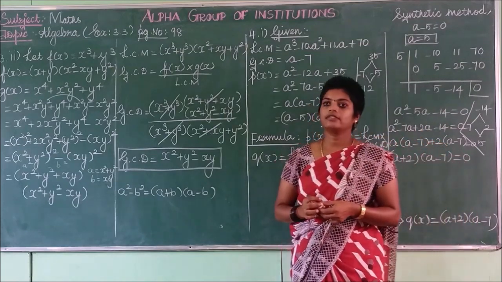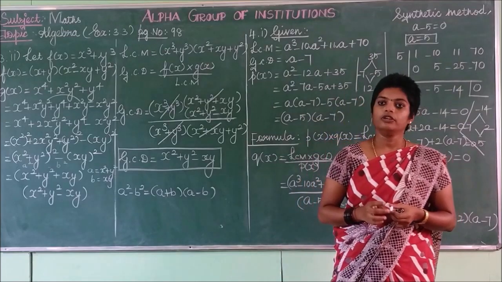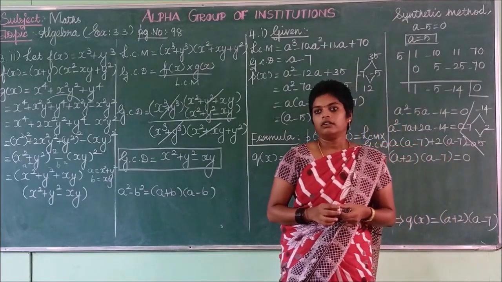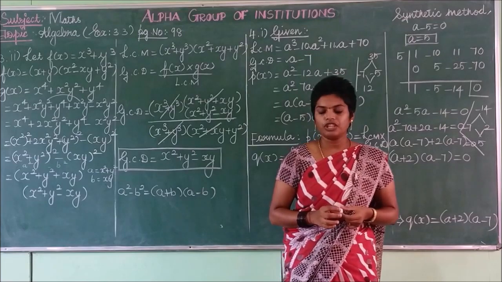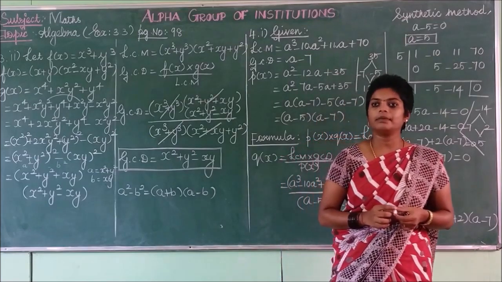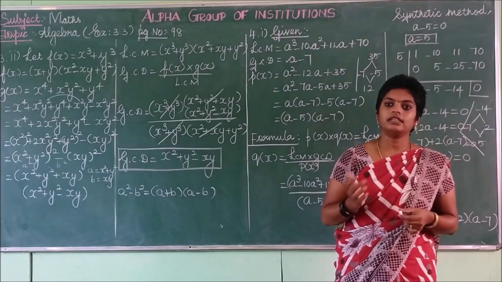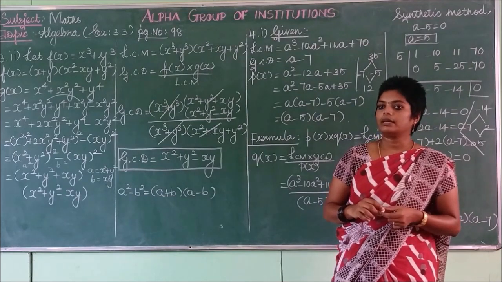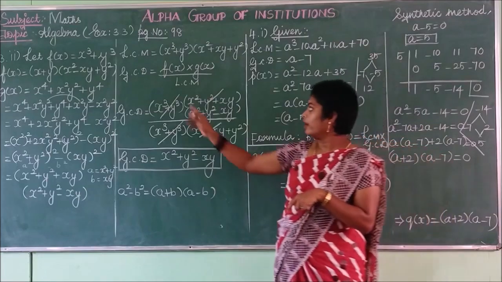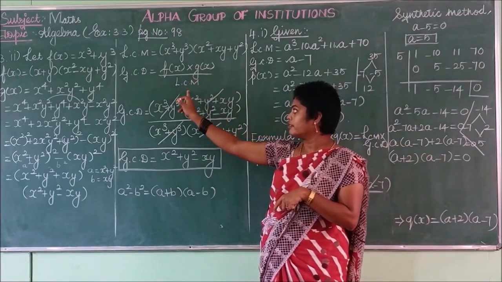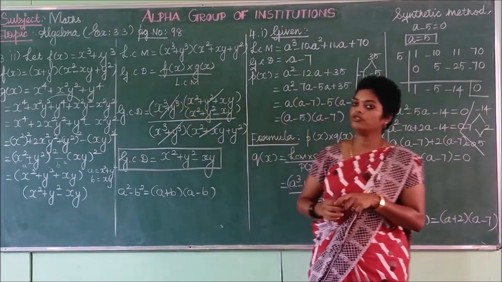The question asks you to find the GCD. You know the general formula, what is that? F of x into g of x is equal to LCM into GCD. You need only GCD, so take that LCM to the left hand side. It will come as a denominator. So f of x into g of x divided by LCM is equal to GCD.